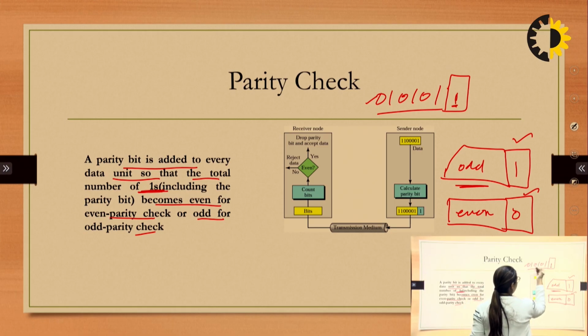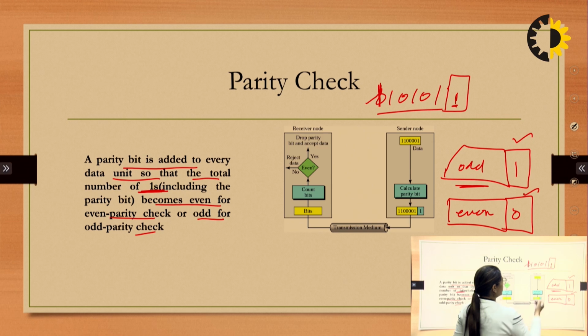So if one of the bits is changed, let's suppose this bit is changed and it has become 1 at the receiver end. So the receiver will see that here it is written 1, but there are an even number of ones. That means something is wrong, some bit has been changed, some error is there. So it will reject the data.